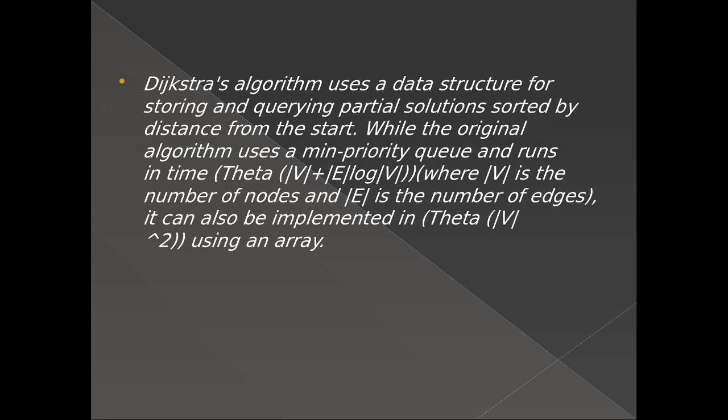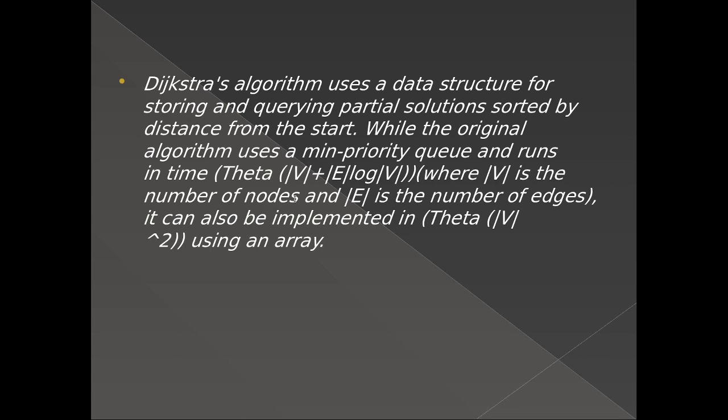And the Dijkstra algorithm uses a data structure called a min priority queue. What is a min priority queue? In computer science, a priority queue is an abstract data type similar to a regular queue or stack data structure, in which each element additionally has a priority associated with it.